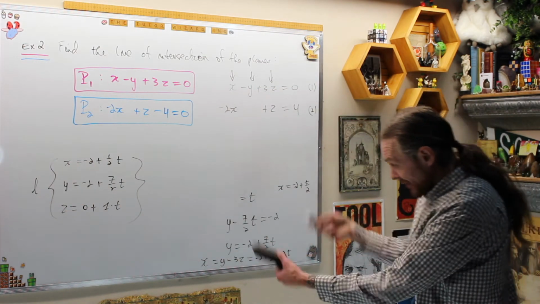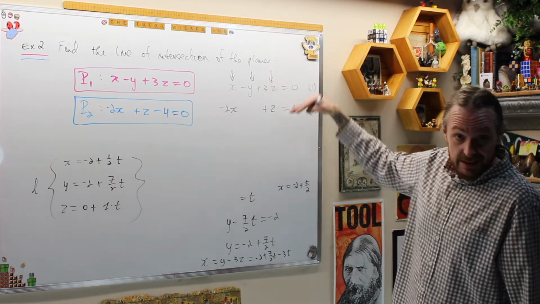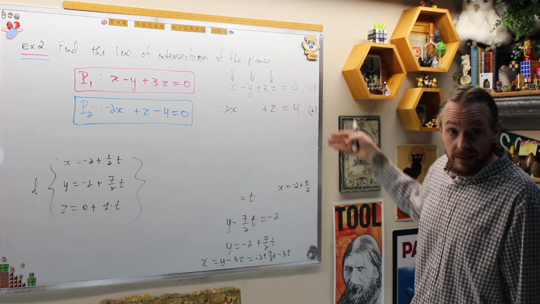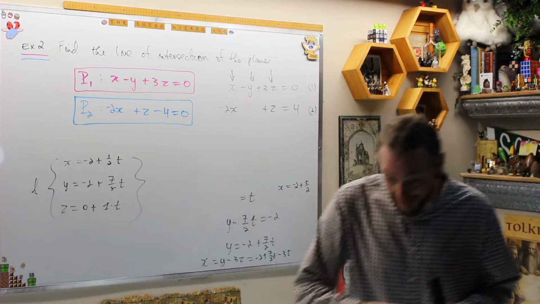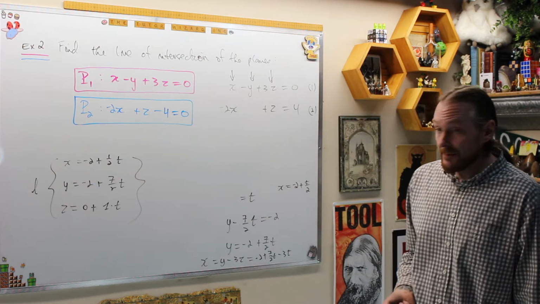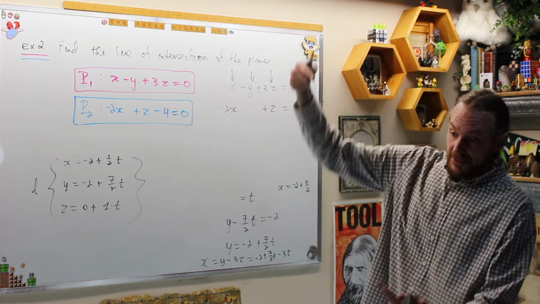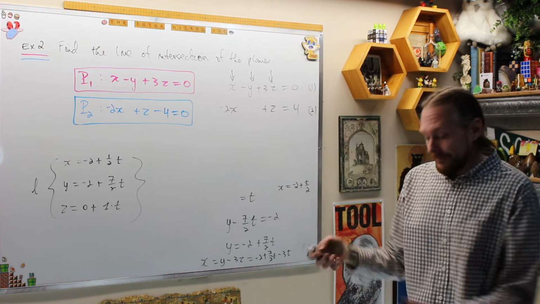Geometrically, solving this system of two equations in three unknowns is going to have infinitely many solutions. Every point on there is then on the line of the intersection of those two planes. Let's do the intersection of a line and a plane now.